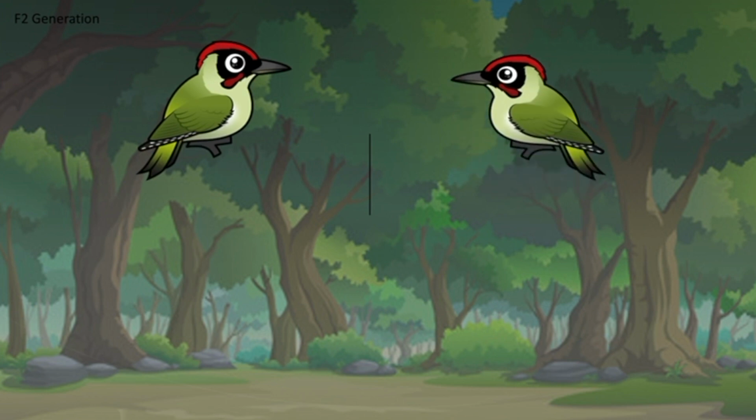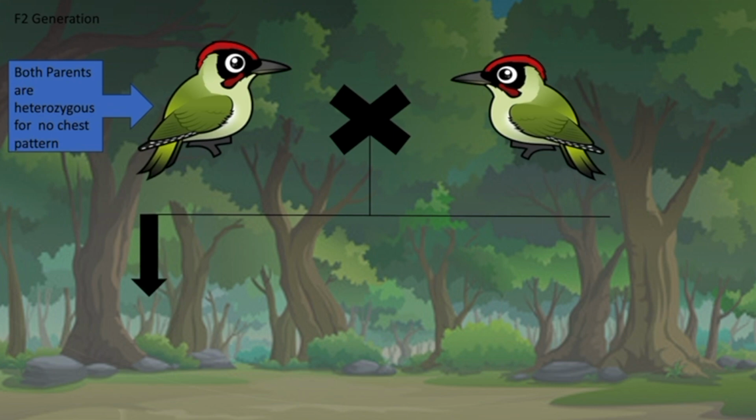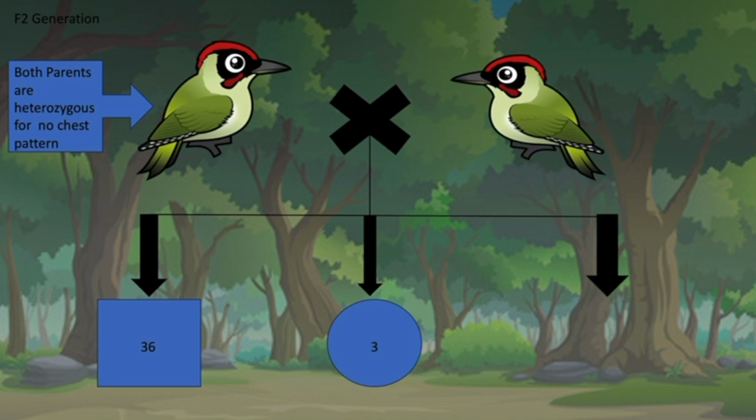From that interaction, we take the heterozygous offspring and have them mate with a similar heterozygous bird. Once this is done, this forms the F2 generation. And we see that it forms 36 with no chest pattern, 3 offspring with a round chest pattern, and 9 with heart-shaped chest patterns.